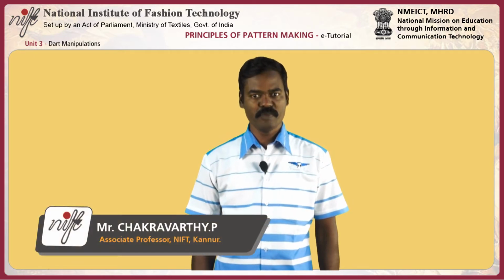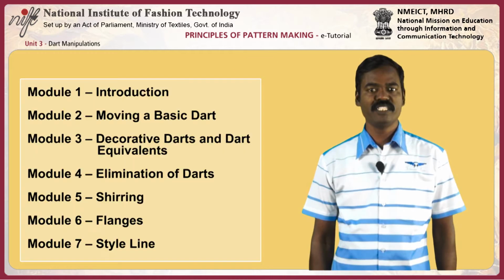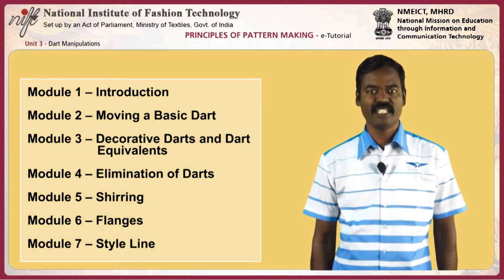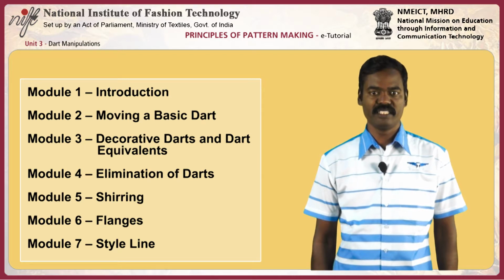This unit explains dot manipulations, which is one of the pattern making principles. It starts with an introduction and moves on to various demonstrations of how to move the dots to different locations, how to convert a dot into decorative dots and dot equivalents, how to eliminate dots by seams, how to convert the dot into shearing, how dots can be converted into flanges, and most importantly, how to make style line patterns, which include classic princess style line, armhole princess style line, and panel style line.